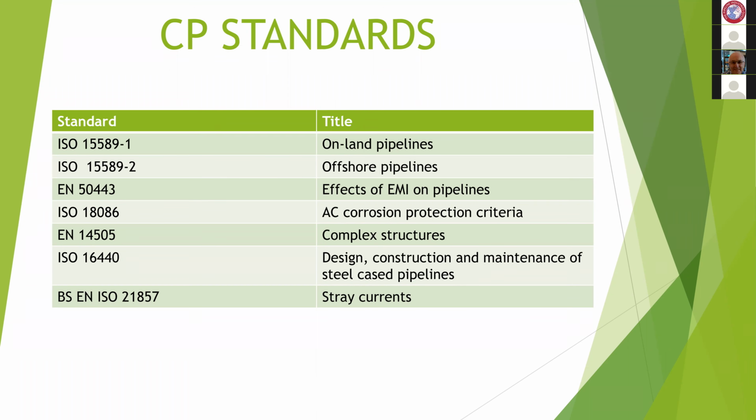14505 is one that's perhaps not well known to pipeline designers. It's the standard for the protection of complex structures. And in this context, a complex structure isn't a complicated structure per se. It's a structure which is earthed. And you can imagine from the little sketch we did of the electrical circuit for cathodic protection, that if you've got something that's connected to a very, very low resistance, then it's going to take all of the current, because electrical current's a fickle thing.